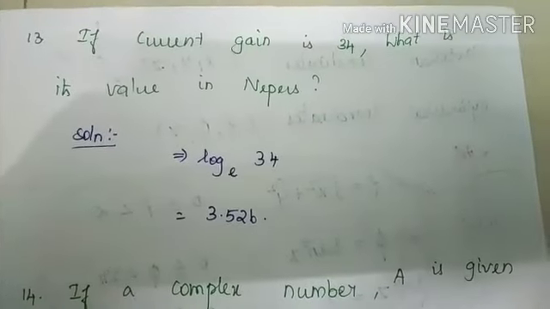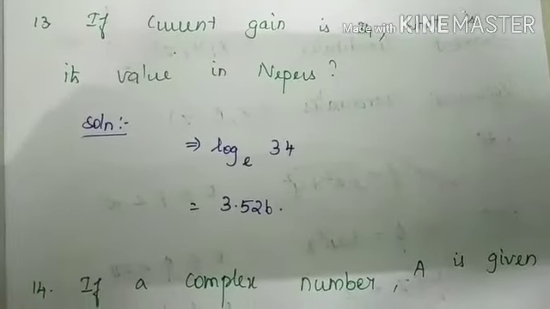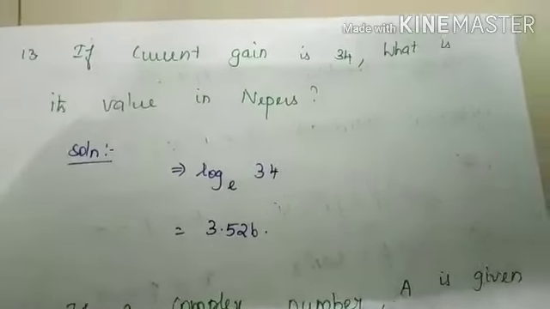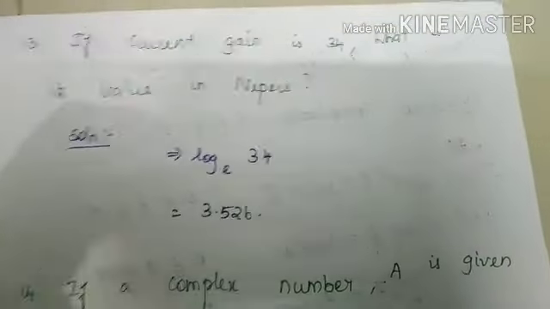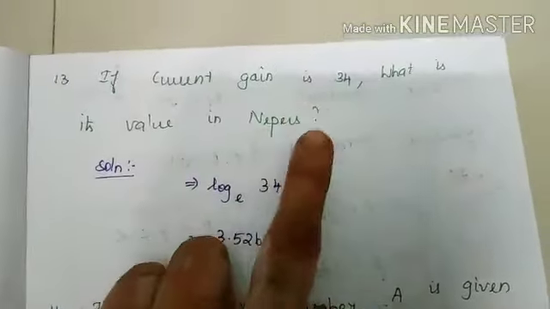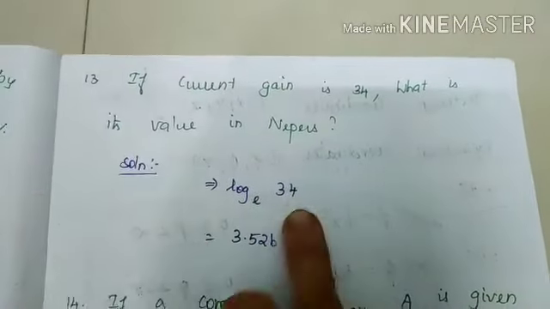See the problem number 13. If the current gain is 34, what is its value in Nepers? See, in our last problem we have seen the power gain is given and they are asking us to find the value in Nepers. In the sense we have found out the square root. But here the current gain is directly given.